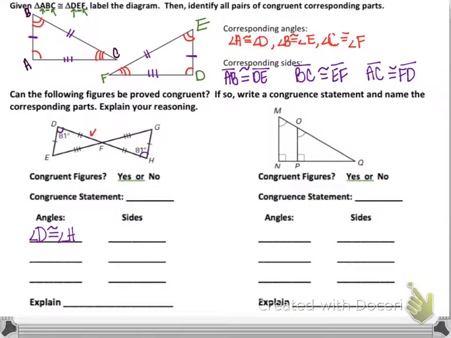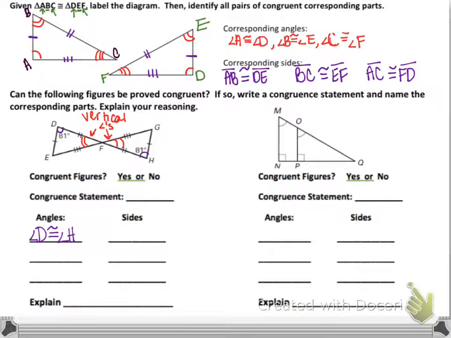And right here, you might notice a certain type of angle. These are vertical angles. Remember, vertical angles are also going to be congruent.